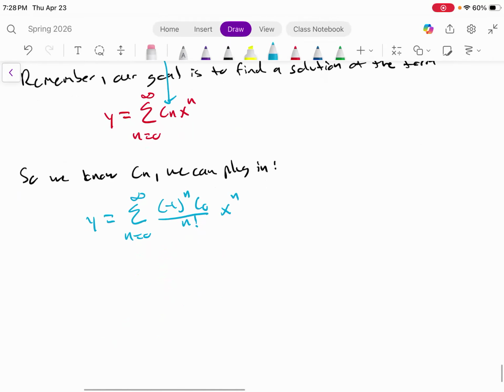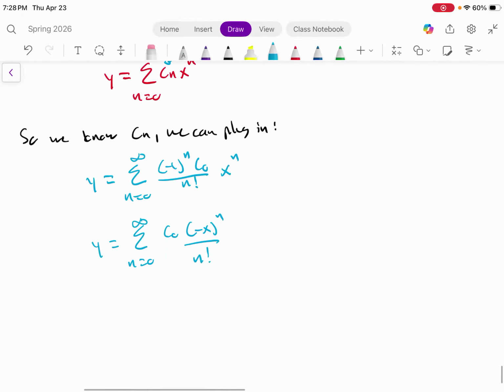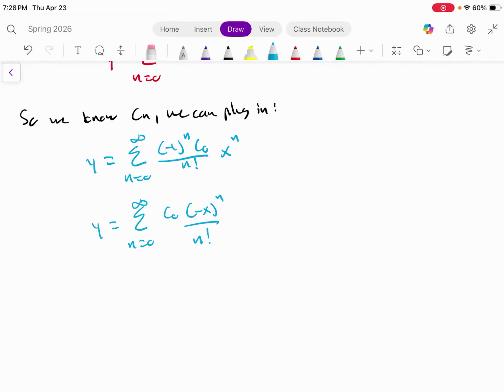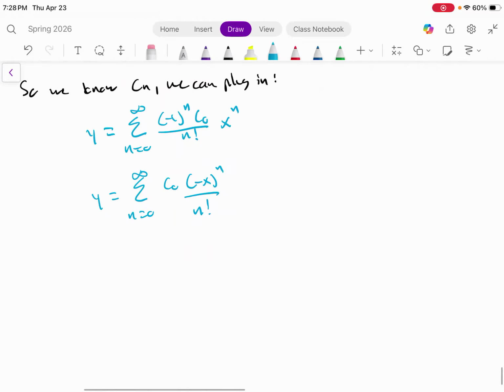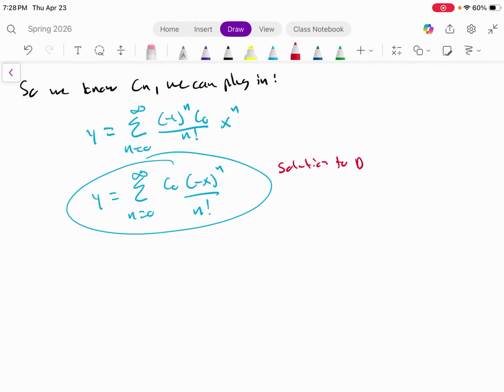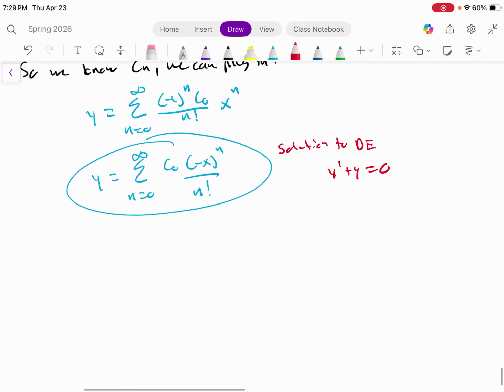Then we could clean a couple things up, like x to the n and negative 1 to the n. We could combine those two to be y equals a series n equals 0 to infinity, c naught times negative x to the n over n factorial. Okay, so that is our answer. We got our solution to the differential equation y prime plus y equals 0.